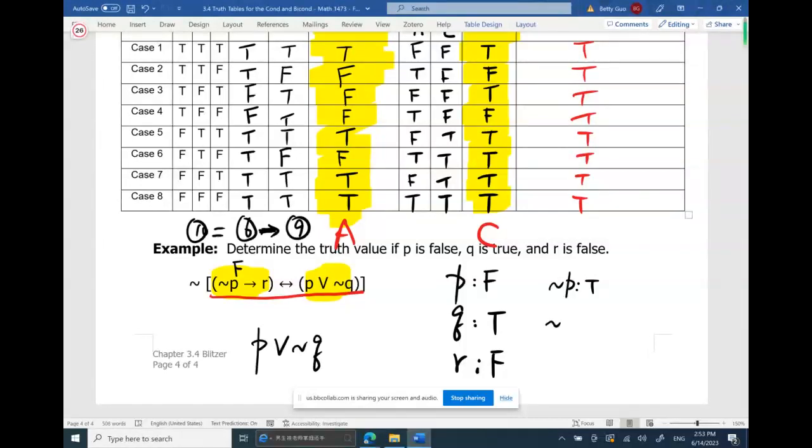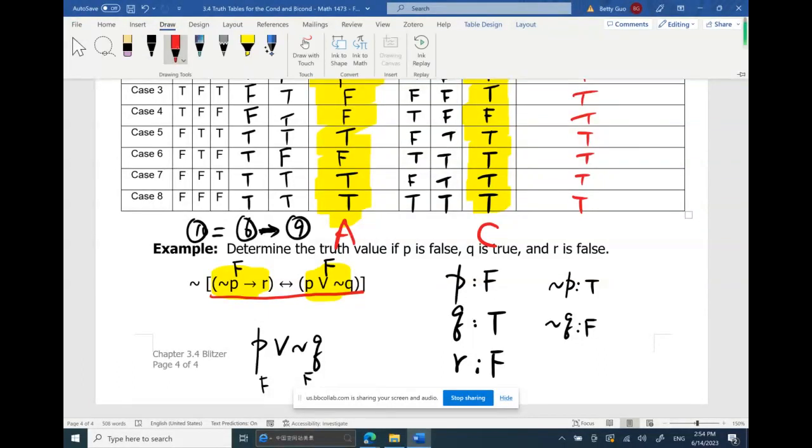So Q is true, then not Q is false. P is false. Not Q is false. In a disjunction, P is false and not Q is also false. For a disjunction to be false, both of them need to be false. So this piece is false as well. So the two components in the biconditional are both false. They have the same values. So the biconditional in the bracket is true.